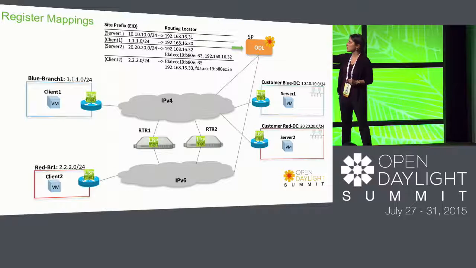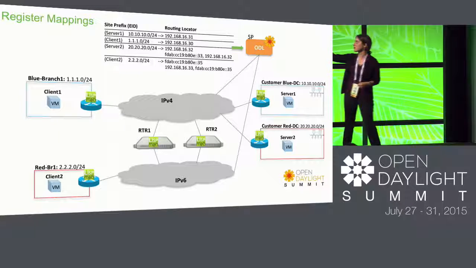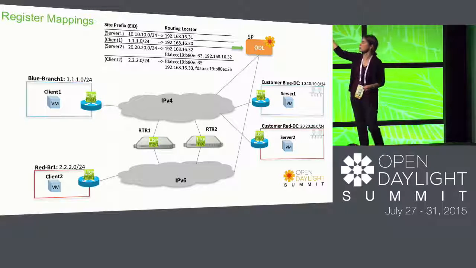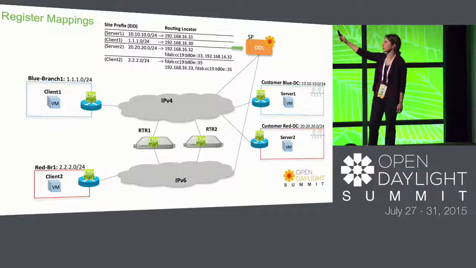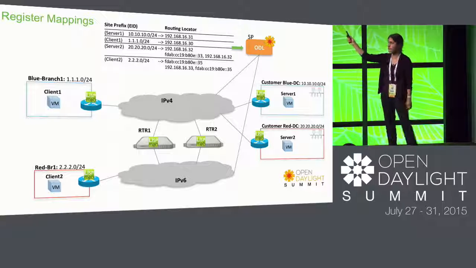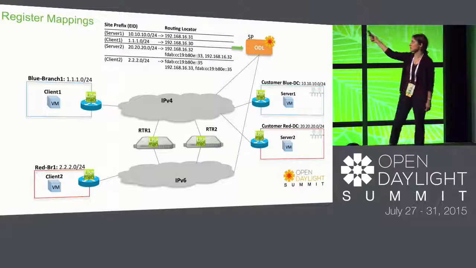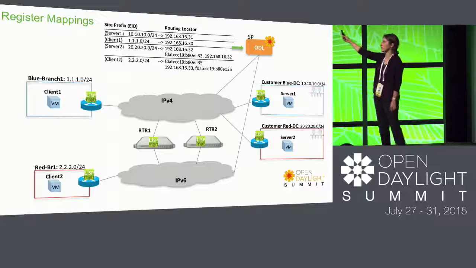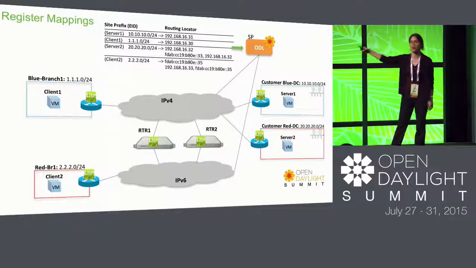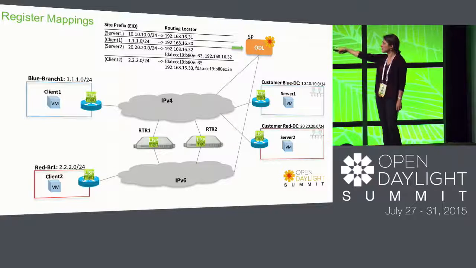So as you can see, we have the blue customer. They have two sites or two prefixes. The client side or the branches are 1.1.1.0/24, and the server is 10.10.10.0/24. And so we have the mappings for those. They're both IPv4, mapped to a single IPv4 connection.